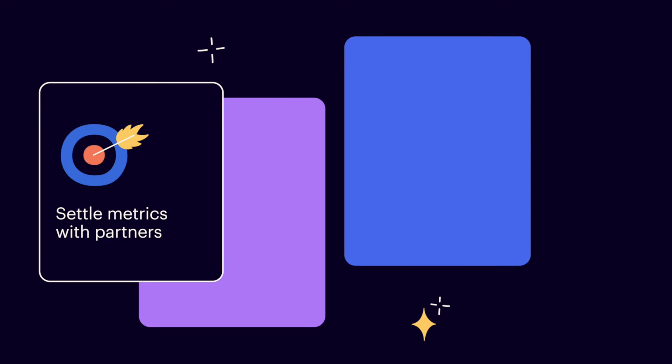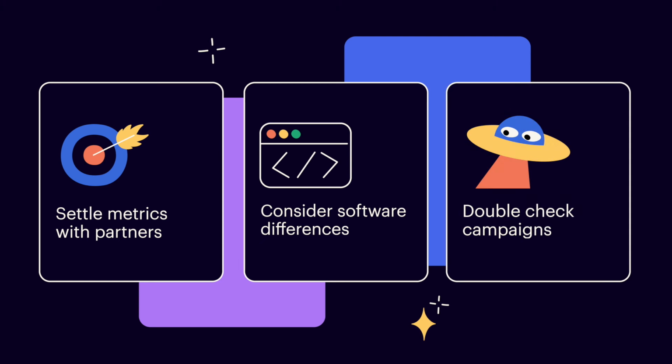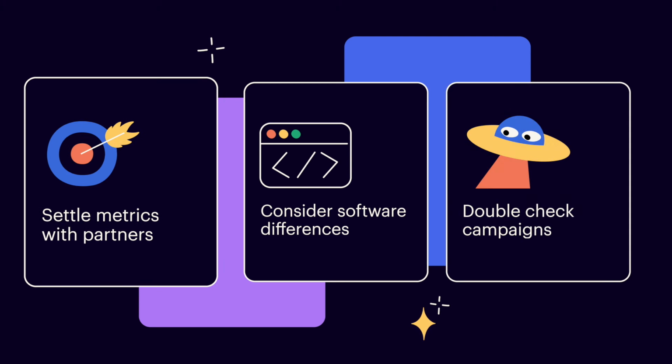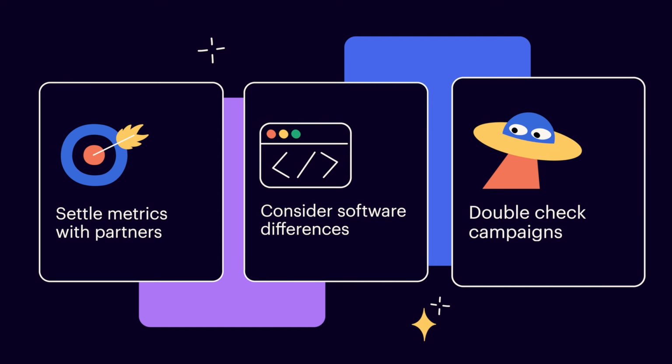First, settle metrics with partners. Consider software differences and double-check your ad campaigns. Discuss what metrics you want to measure and how you want to do it with every party involved before the launch of your campaign. Consider the differences in settings in your ad and partner software, and double-check creatives, code snippets, and URLs that you will implement on the website and in ads before, not after, the campaign launch. You'll figure out some of the issues with ease. Others could challenge you, but at least you know what to look at and nothing will take you by surprise.